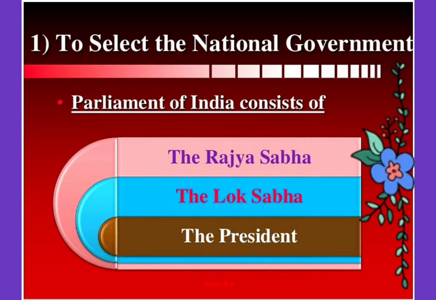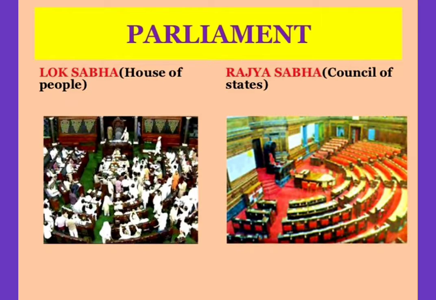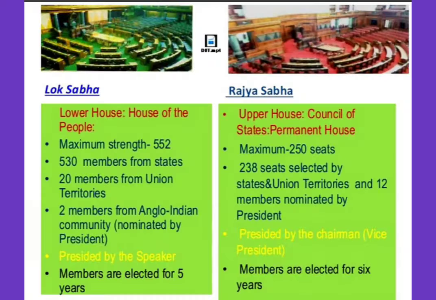We know that the Parliament of India consists of the Rajya Sabha, the Lok Sabha and the President, where the Lok Sabha is known as the House of People and Rajya Sabha is known as the Council of States. Now look at the difference between them. Lok Sabha is known as the lower house, Rajya Sabha is known as the upper and permanent house.